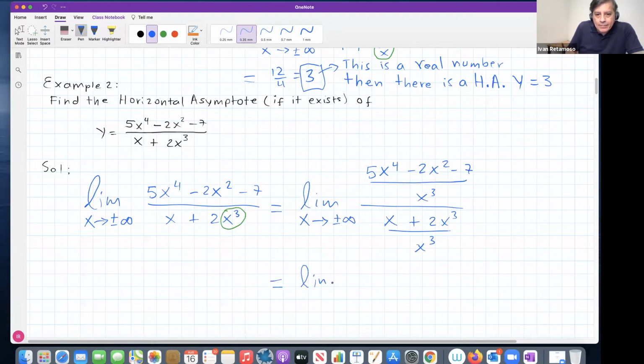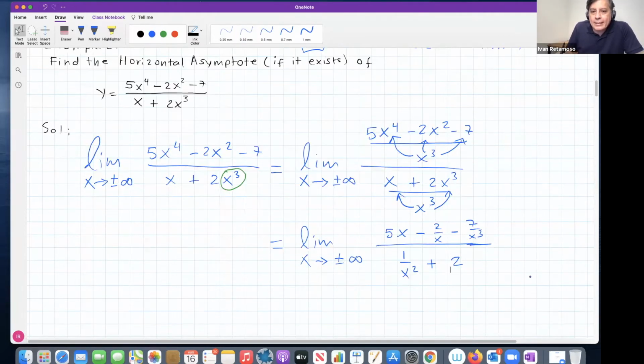Now, this will be the limit as x approaches plus or minus infinity of what? x cubed into x to the 4 is just x, so 5x, minus x cubed into x squared simplifies to 2 over x, minus 7 over x cubed, over x cubed into x, 1 over x squared when simplified, plus x cubed into 2x cubed over x cubed, which is 2. This is what I get.